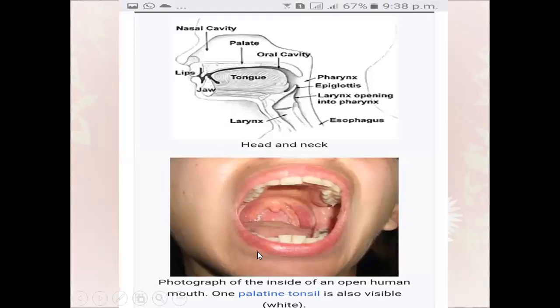Below is the photograph of a human open mouth, where you can see the uvula, the hanging portion, very clearly, and the rest of the structure of the oral cavity proper. And we can see the vestibule, which is the first defined term. We'll be discussing it later.